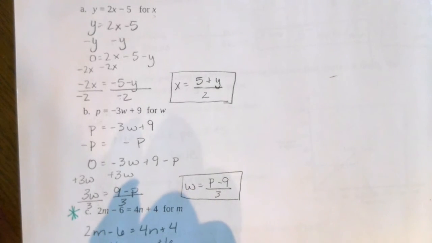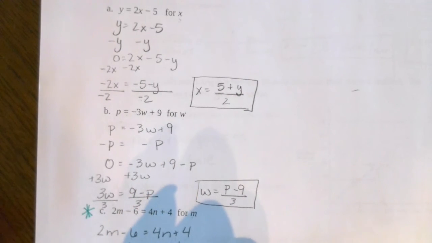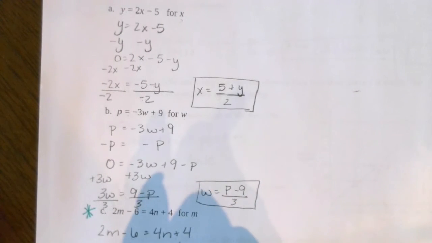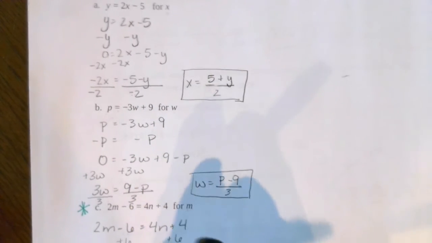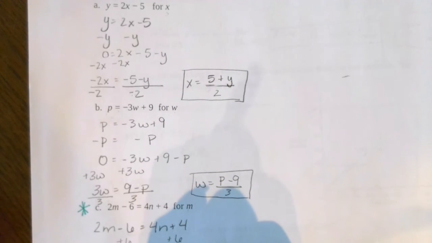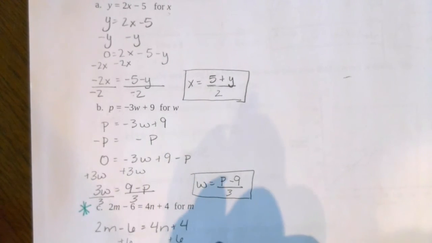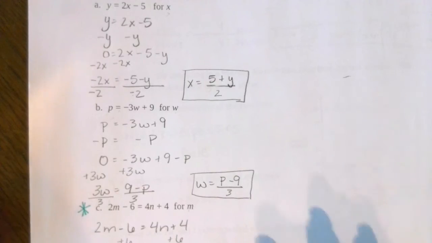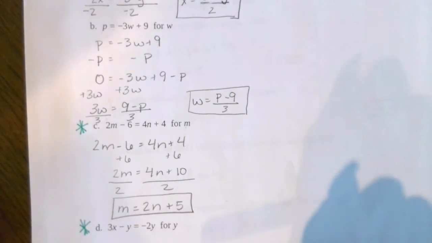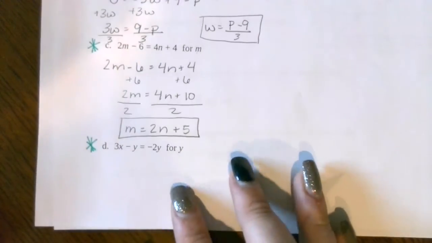Then I know I'm trying to get m alone, so I need to divide by 2 on either side. M is going to be equal then, when I divide this, right, 2 goes into 4 twice, so 2n plus 2 goes into 10 5 times, so m equals 2n plus 5. Ta-da! Like that. All right, last one, letter D.